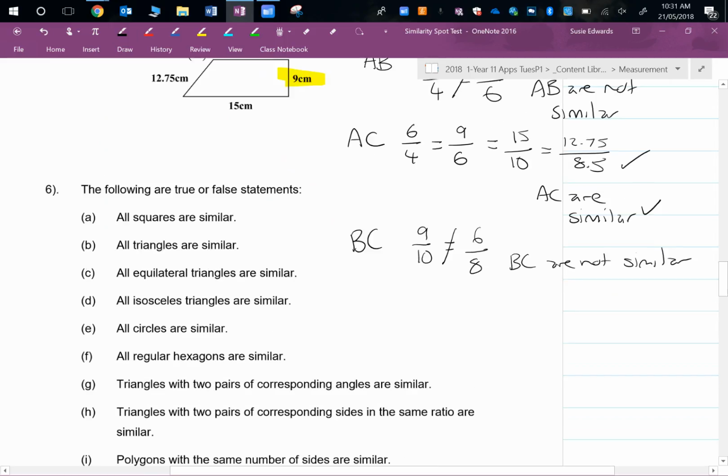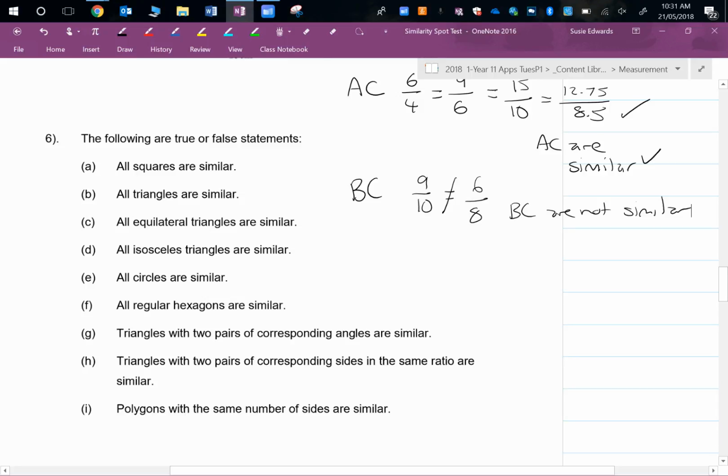All right. The following are true or false statements. Oh, you're going to get lots of marks here, hopefully. Okay. Are all squares similar? Yes, because all squares have 90-degree angles, so the angles are the same. And all squares will have the sides in a similar ratio because they're all going to be the same each time, like it's 4 to 5 or whatever it is. So true, that's worth 1 mark. All triangles are similar. False, because angles can be all different within the triangles and so can the sides. So that's false. All equilateral triangles are similar.